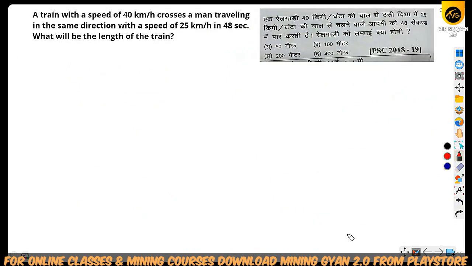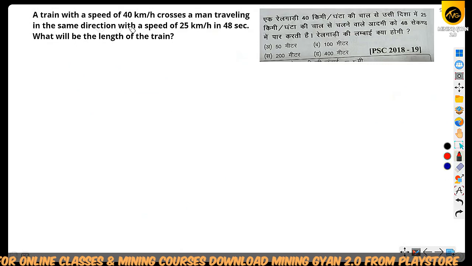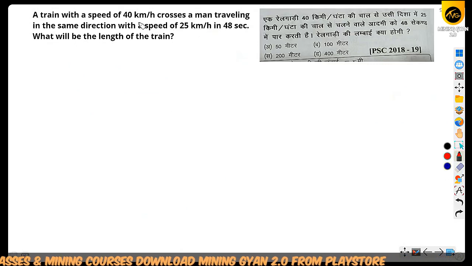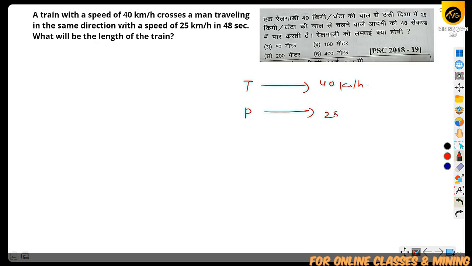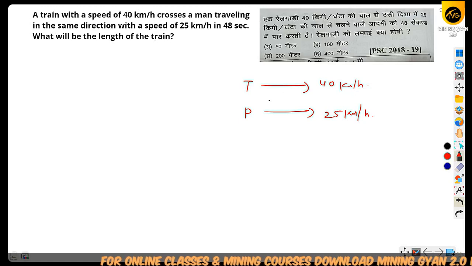Okay, next type of question. A train with a speed of 40 km per hour crosses a man traveling in the same direction with a speed of 25 km per hour in 48 seconds. What will be the length of the train? Okay, so the speed of the train is 40 km per hour, and the speed of the person is 25 km per hour. And both are traveling in the same direction.